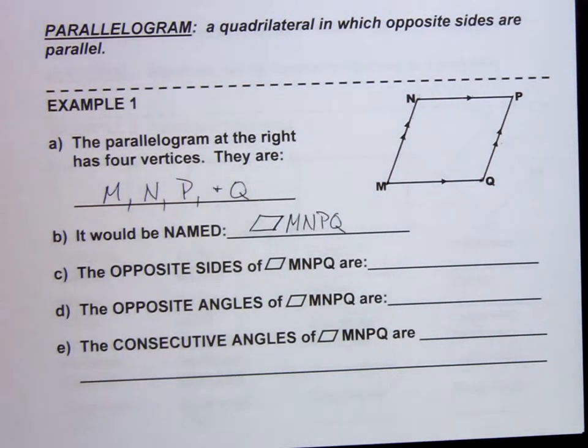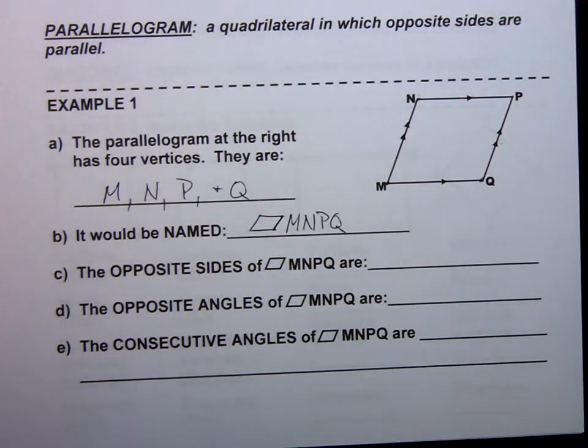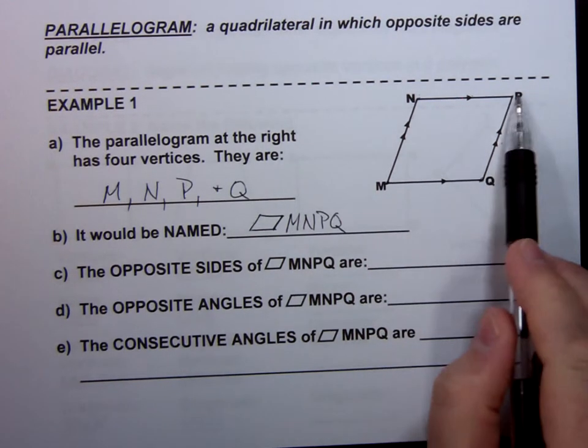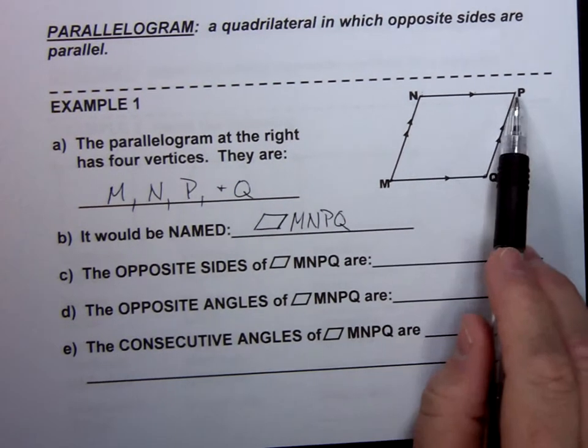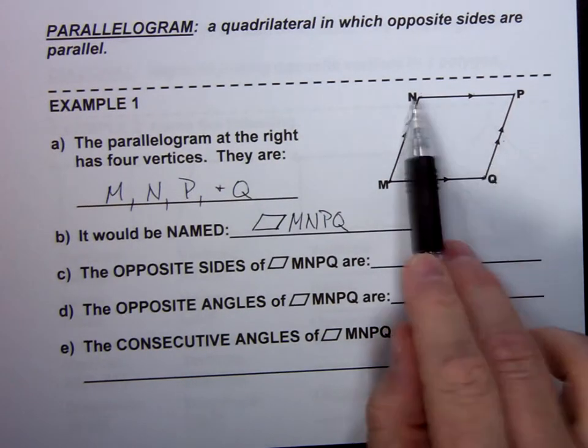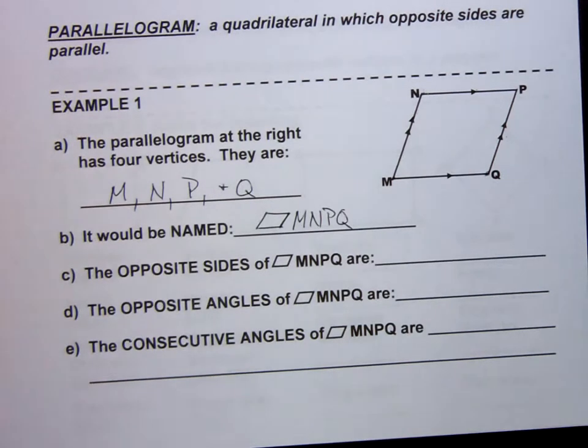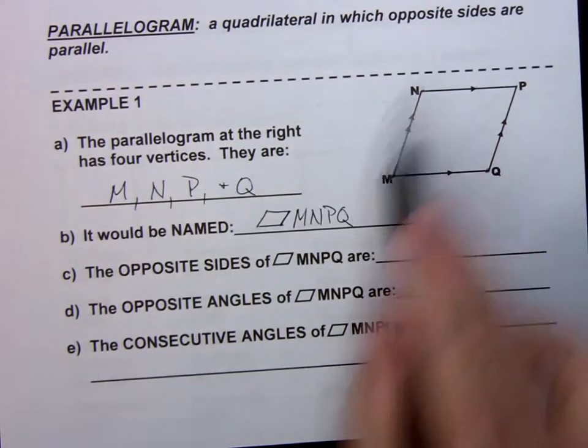What you cannot do when you're naming the parallelogram is jump across the figure. So I can't call it NPMQ. I can't jump from P to M. Wherever P is in the name, N and Q have got to come before it and after it. One has got to be in front of it and one has got to be after it, because it's got to flow around the figure one way or the other.